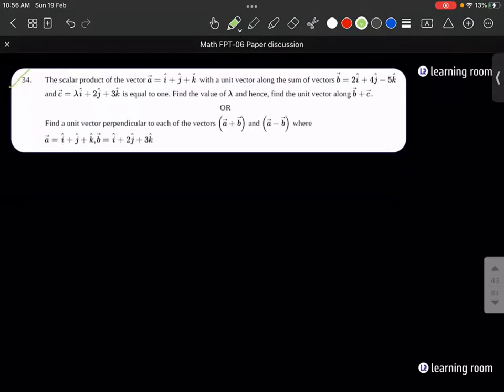34th. The scalar product of the vector i cap plus j cap plus k cap with a unit vector along the sum of the vectors is equal to 1. Then find the value of lambda. How to do this? And find the unit vector along b plus c. Anyways, we have to do it. The previous step itself, we need to do that.